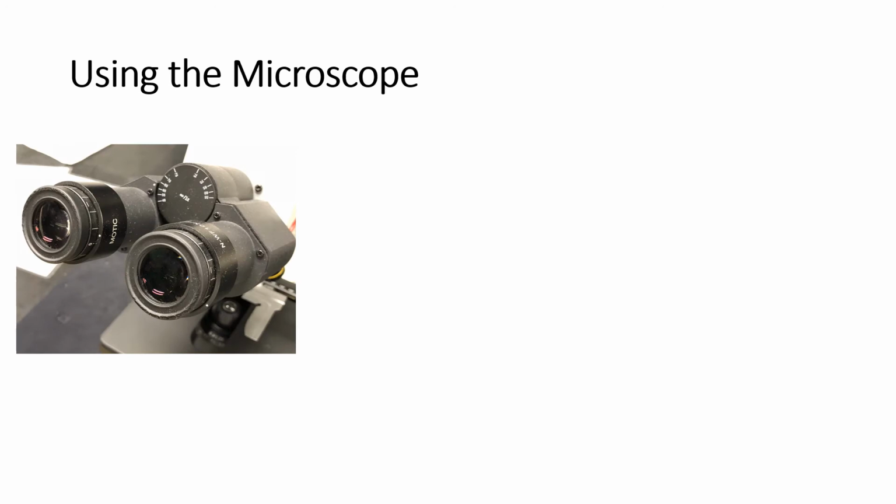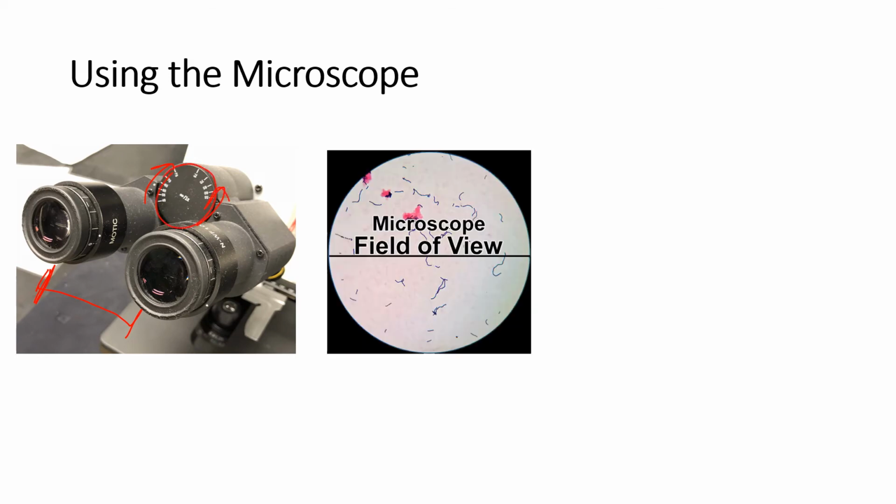So the first thing you are going to do is adjust the oculars so that they fit your eyes. So again, you can slide those oculars up and down around this pivot. And what you want to do is when you look through the microscope with both eyes open, you want to see one circle of light, and this is your field of view. So you want to first adjust that.